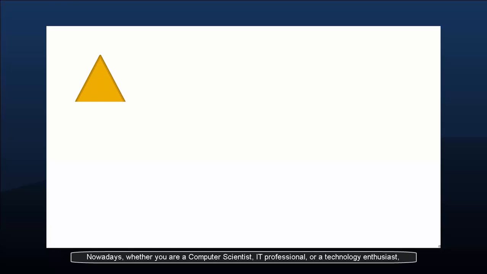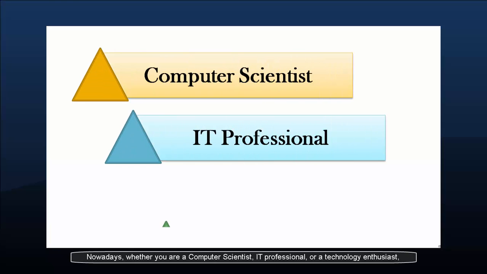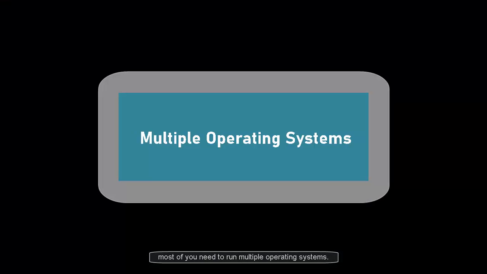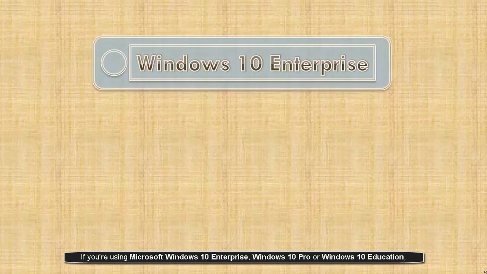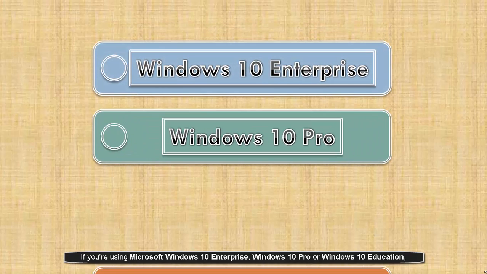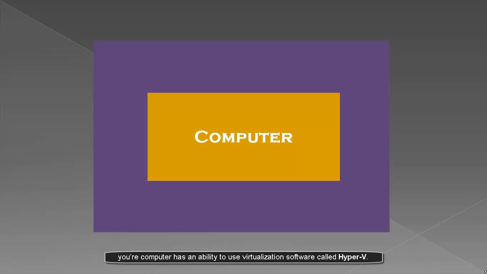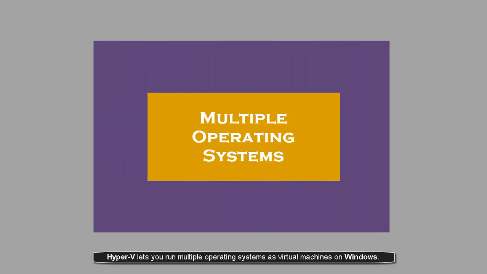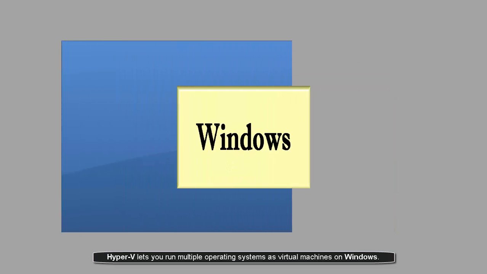Nowadays, whether you are a computer scientist, IT professional, or a technology enthusiast, most of you need to run multiple operating systems. If you are using Microsoft Windows 10 Enterprise, Windows 10 Pro, or Windows 10 Education, your computer has an ability to use virtualization software called Hyper-V. Hyper-V lets you run multiple operating systems as virtual machines on Windows.